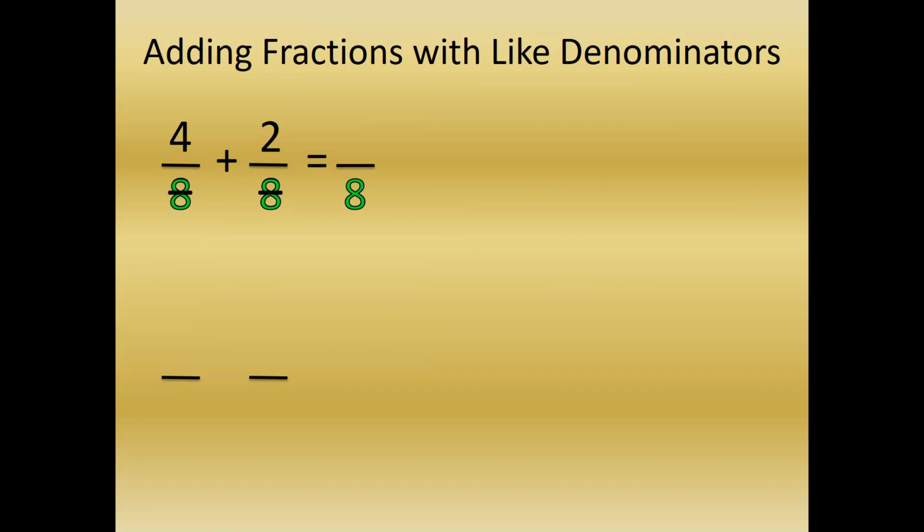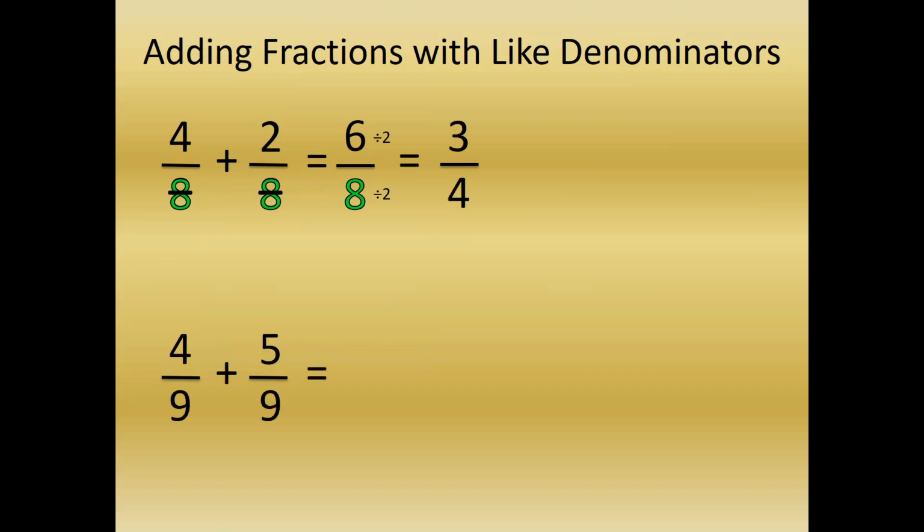We have 4 plus 2. And because our denominators are the same, we can just add them as if we were just adding 4 plus 2. So 4 plus 2 is equal to 6. So that means our fraction would be 6 over 8, but we have to make it into smaller terms, into our simplest form. So 6 and 8 can both be divided by 2, so we're going to divide by 2. 6 divided by 2 is 3, and 8 divided by 2 is 4. So 3 over 4 is the simplified fraction.